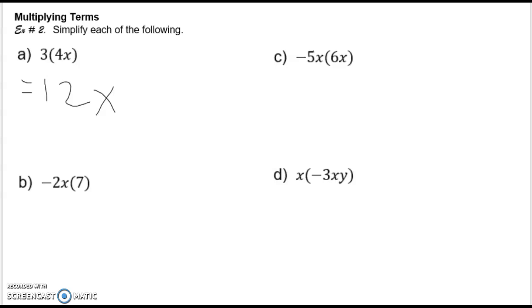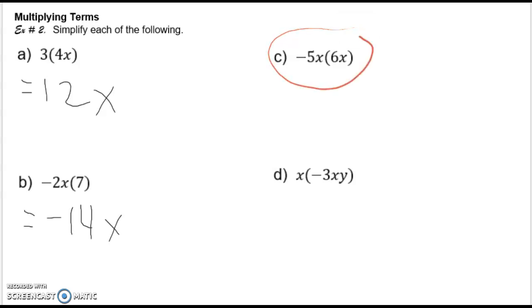Next, example 2. It says negative 2x times 7. So first thing you do is we multiply our numbers together. So we have negative 2 times a positive 7. Negative times a positive gives us a negative number. And 2 times 7 gives us 14. Now we're going to multiply our variables together. So we have an x right here, and there's no x there. So it's just 1x. So we just leave it x. So negative 2x times 7 gives us negative 14x.